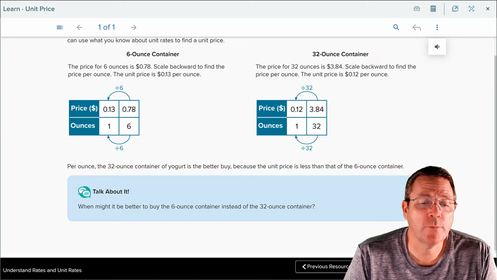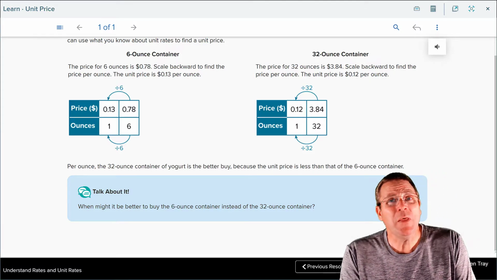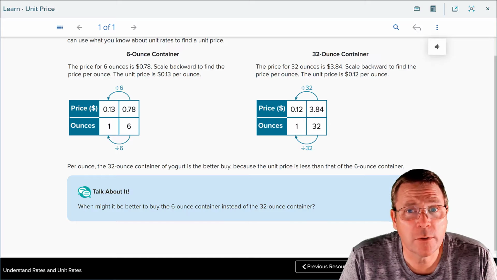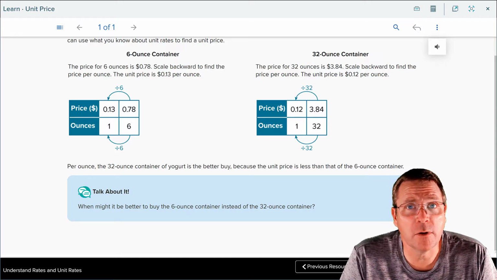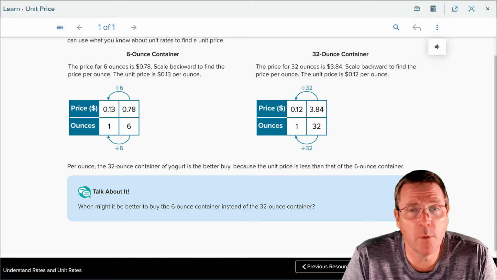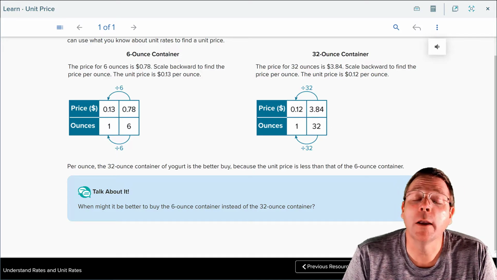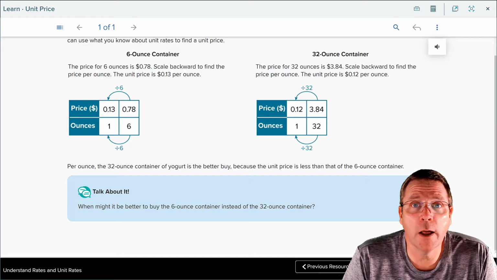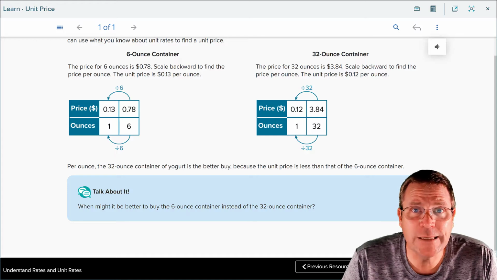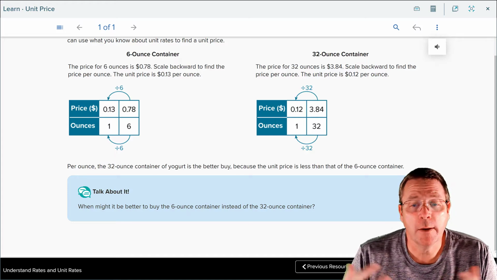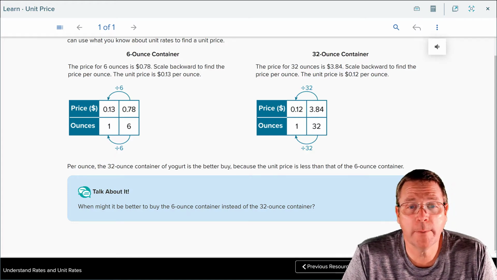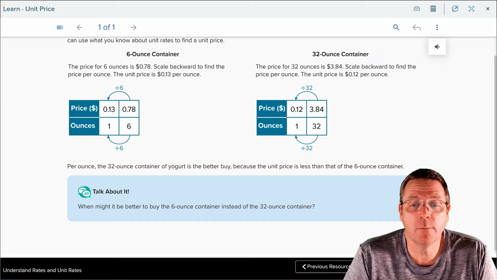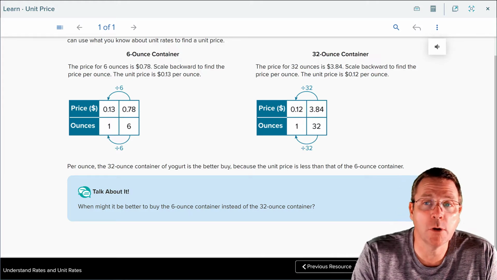Here's the answer. What if you don't need 32 ounces of yogurt? Alright, that's an awful lot of yucky yogurt. I know some people like yogurt. My wife likes yogurt. I hate yogurt. Alright, that's still an awful lot of yogurt. If you only need 6 ounces of yogurt, then buying 32 ounces is going to be a complete waste. You're going to be spending more money on yogurt you're not going to use.